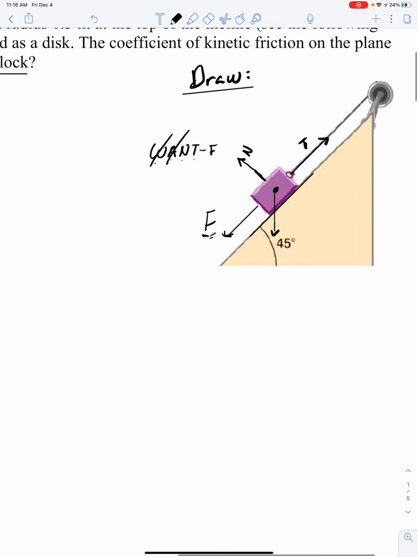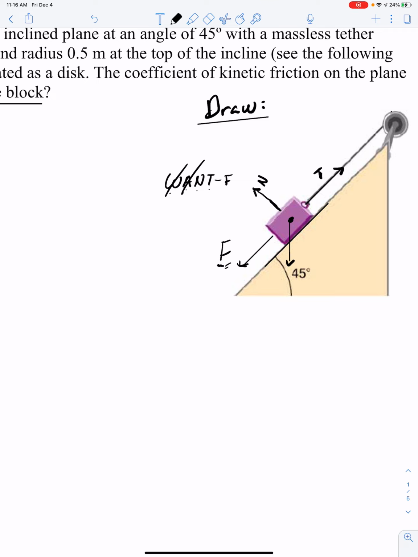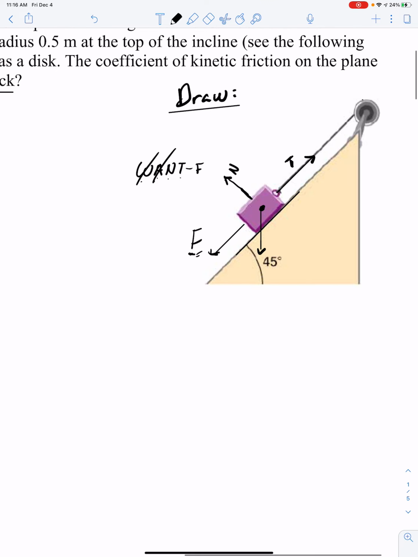And finally, since this also has a coefficient of kinetic friction, it's telling us that it has friction involved. So it's sliding down and it's being pulled down. So friction always acts opposite of the direction of motion.